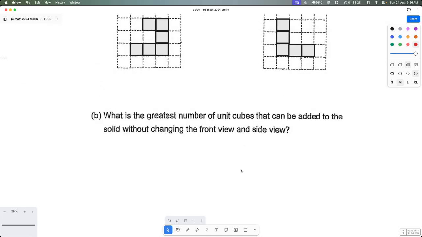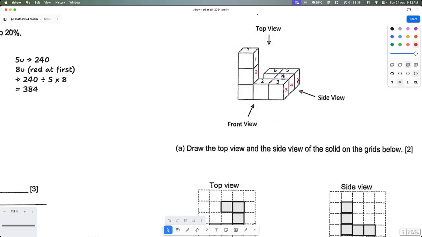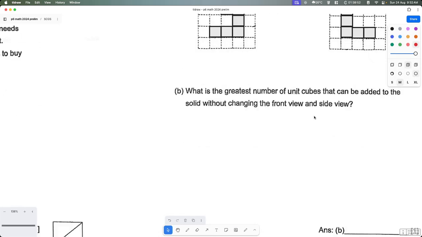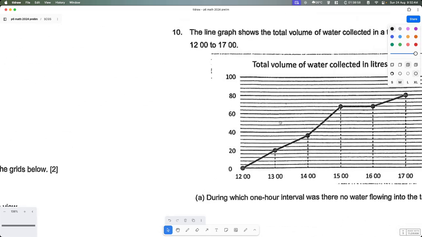Let's move on to part B. What is the greatest number of unit cubes that can be added to the solid without changing the front view and the side view? The side view will look like an L, right? So we can add a few more, which in this case is 1 more, 2 more, and 3 more to get the exact side view. We can't really do much for the front view, so it's basically just 3, right? So we just put 3. There we go.